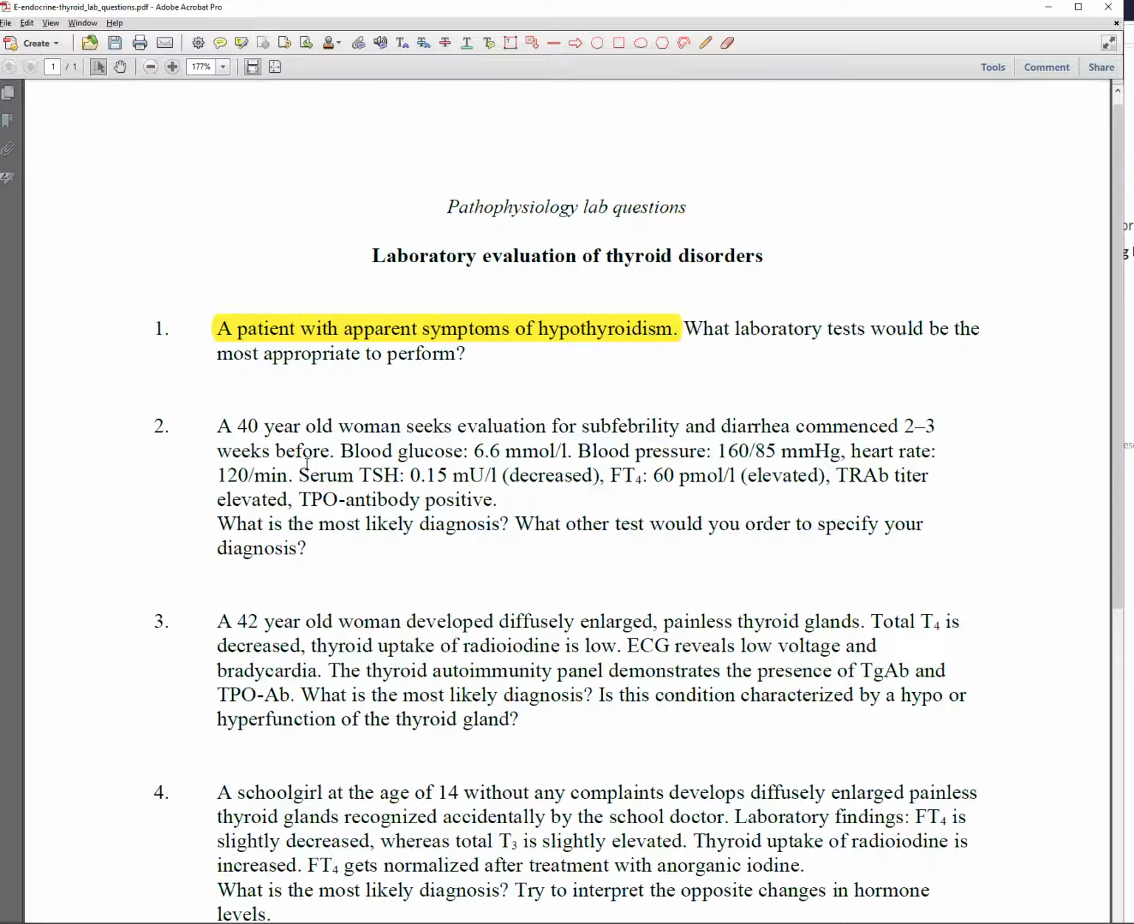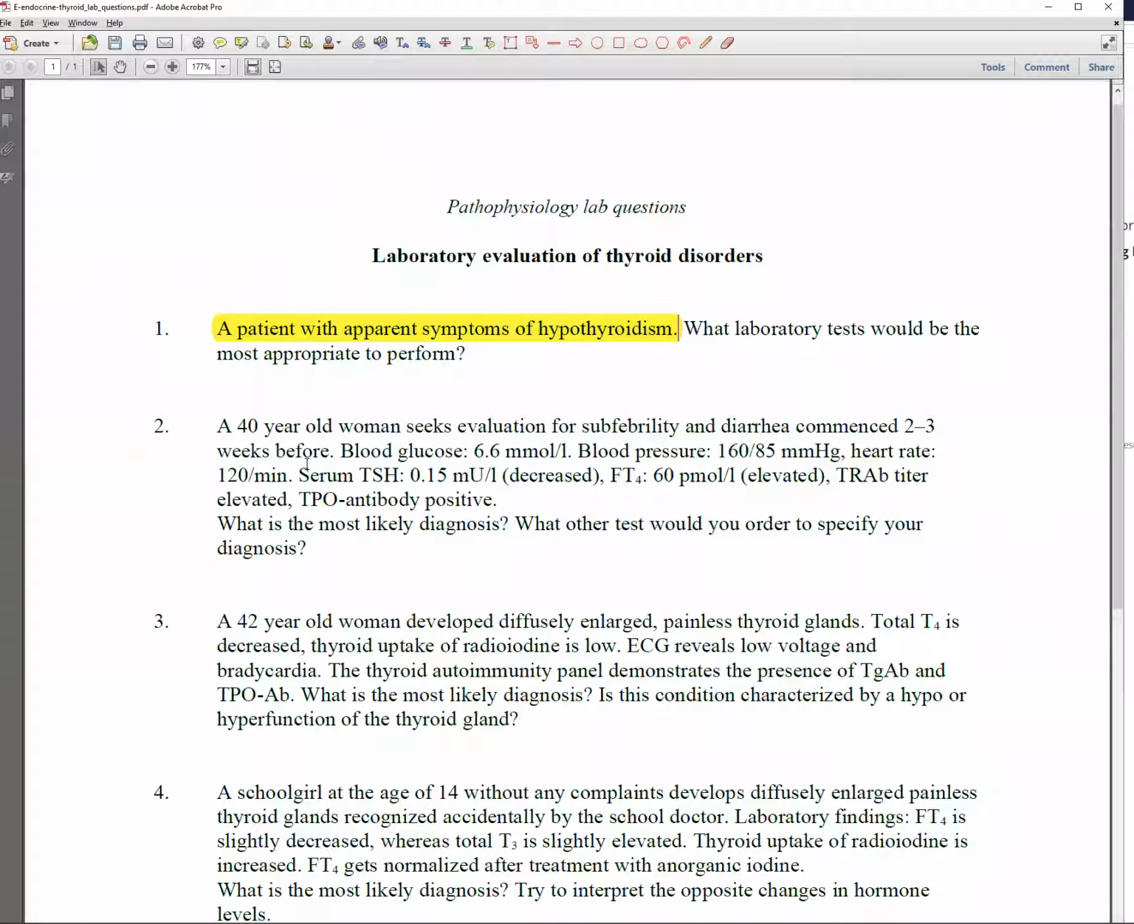Okay, so well, the main symptoms are, I think, weight gain, fatigue, cold intolerance, bradycardia, constipation, and the list goes on. Memory loss, hair loss, things like that.